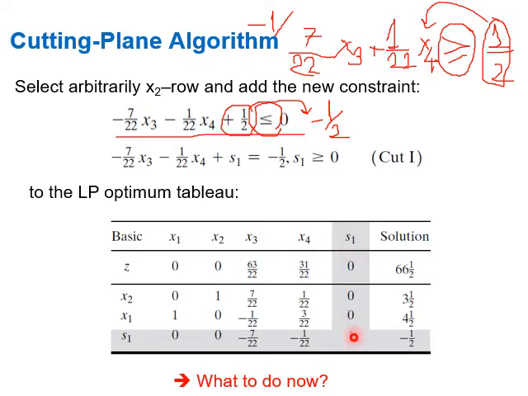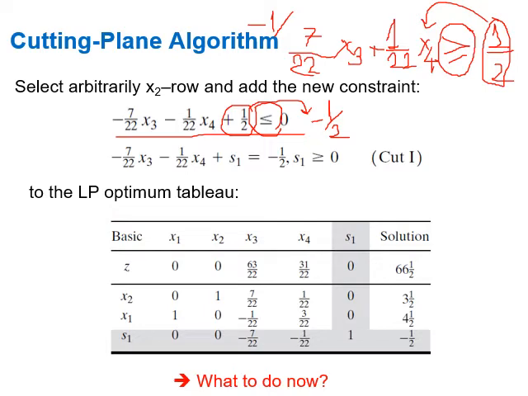Okay, so this is the column of the new variable. What about the row of this constraint? So basically, we write the coefficients. For x1, 0. There is no x1 here. There is no x2. Again, the coefficient is 0. For x3, we have -7 over 22. For x4, we have -1 over 22. s1 is 1. And the right hand side is -1 over 2. Okay, so now this is the modified optimum tableau.